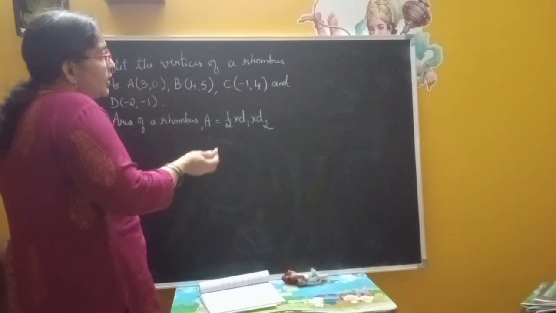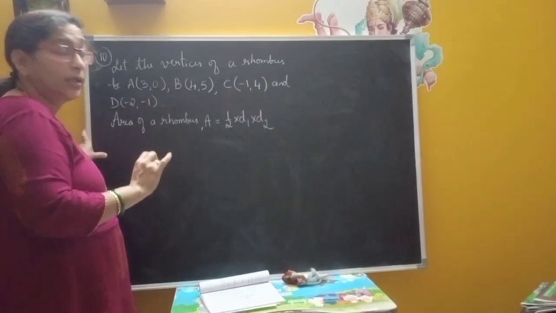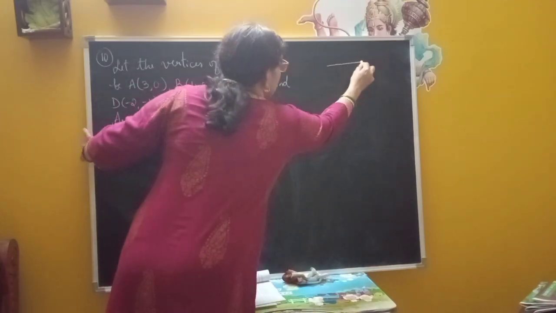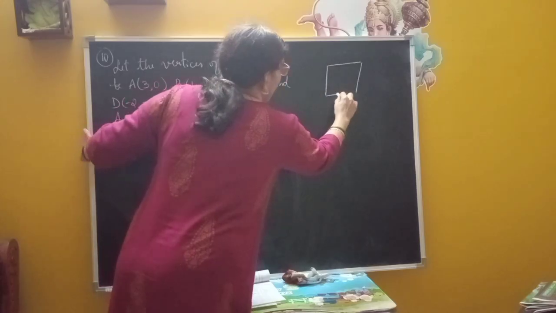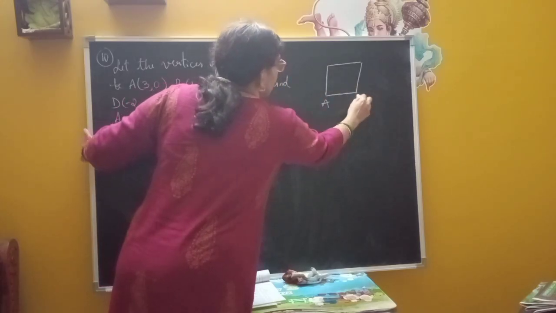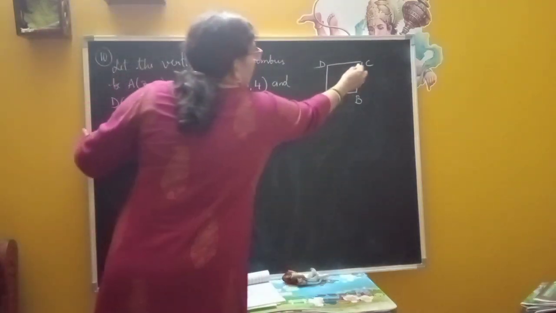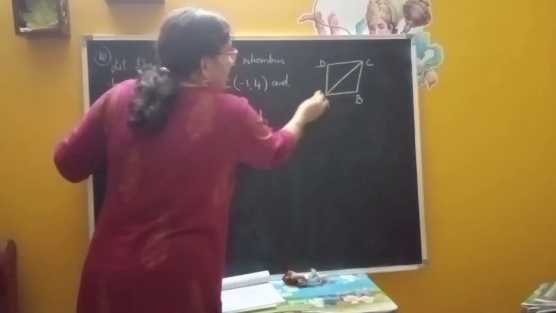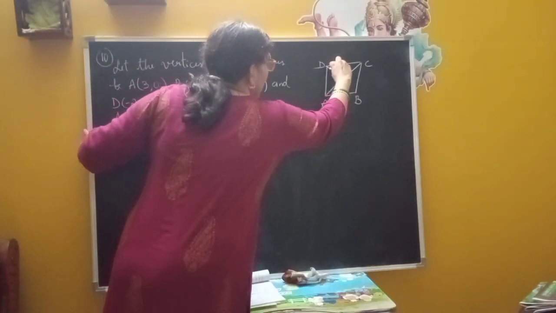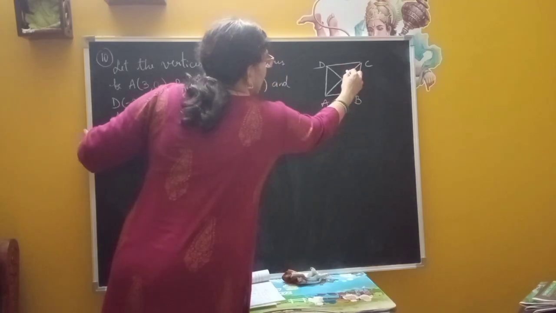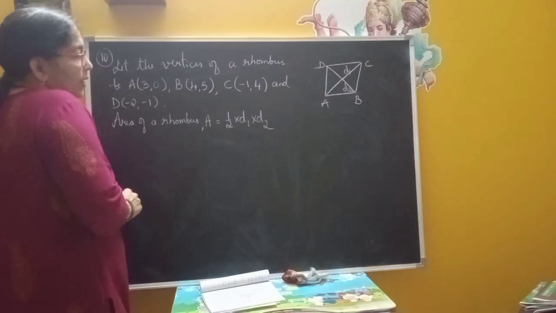Okay, so let us draw a rough sketch of a rhombus. In a rhombus, all four sides are equal, isn't it? So let us draw a rhombus like this, and these are the coordinates A, B, C, D. Okay, so let us draw the diagonals. AC is one of the diagonals, let us consider it as d1, and BD is another diagonal, let us consider this as d2.